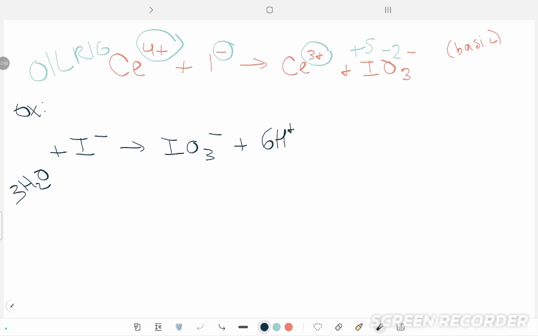That's positive. Now since this is a basic solution, you are going to have to balance those 6 H's out with OH's. If this were an acidic solution, it would just be what you have right here. You'd just keep on going with that. But since it's basic, you then have to add the OH's. So since there's 6 H's, you're going to have to add 6 OH to each side. So this side has 6 OH, and the other side, I'll fix this in a sec, plus 6 OH.